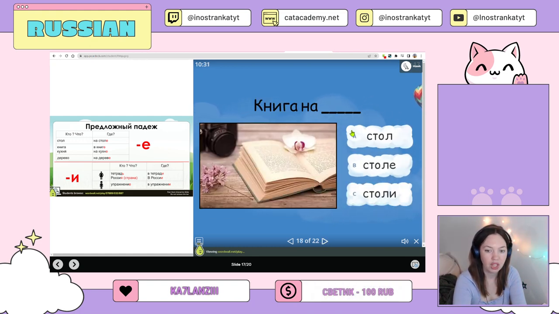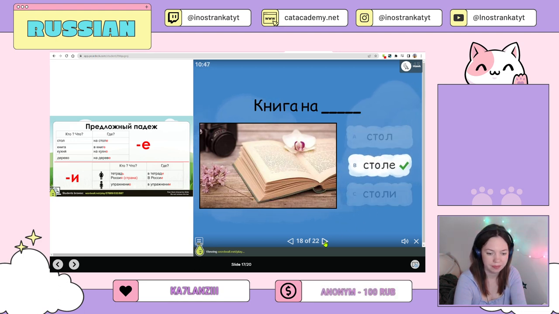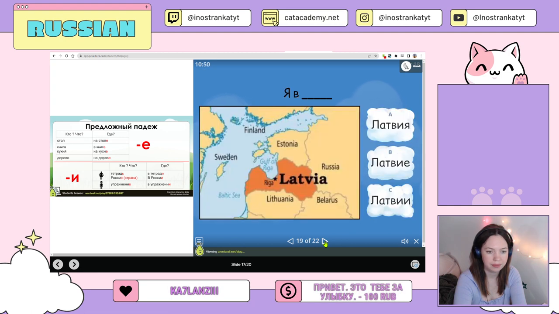Книга на столе. Стол is a desk or a table. Ends with L. L is a consonant. It's none of the exceptions. So ending е. Книга на столе. Я в Латвии. Где ты? Я в Латвии. Латвия is the name of a country, and it ends with я. It's an exception. So the ending should be и. Я в Латвии.